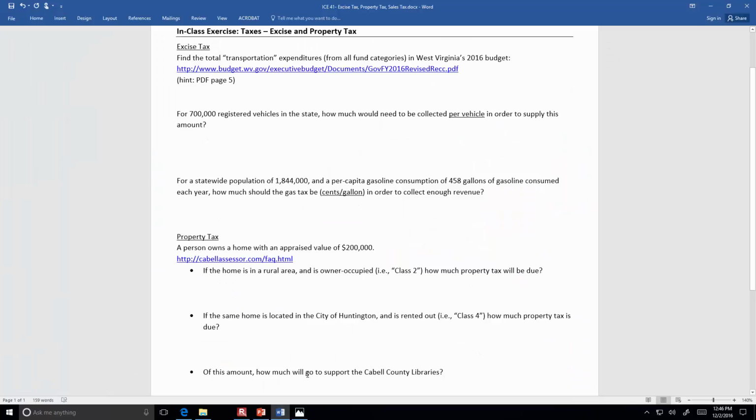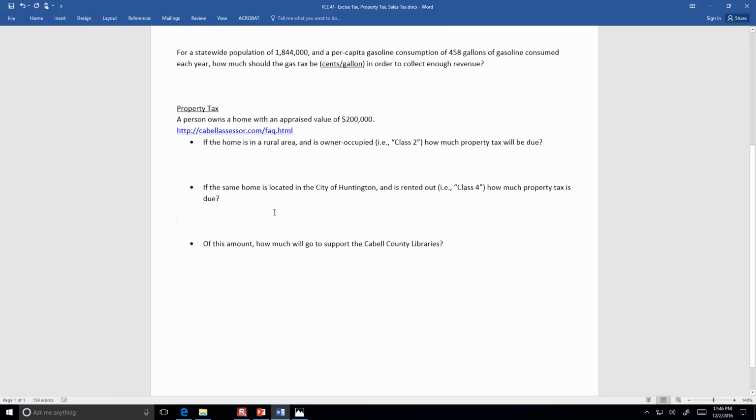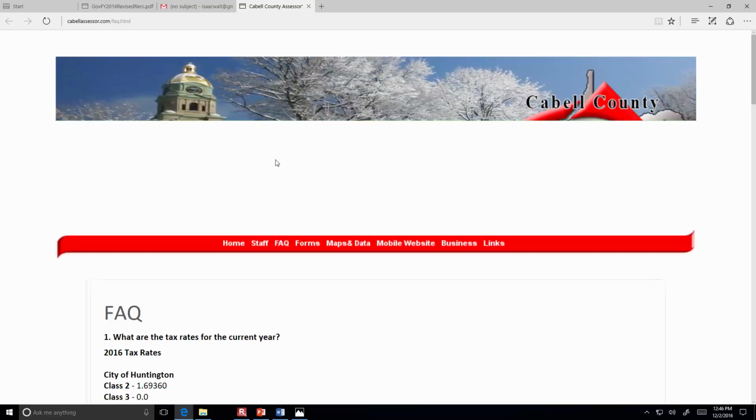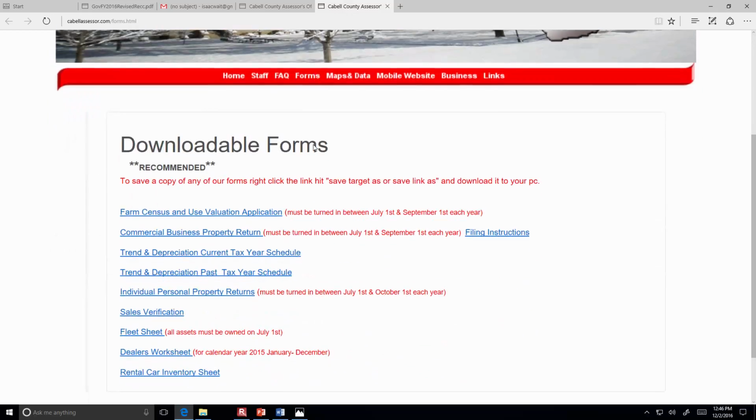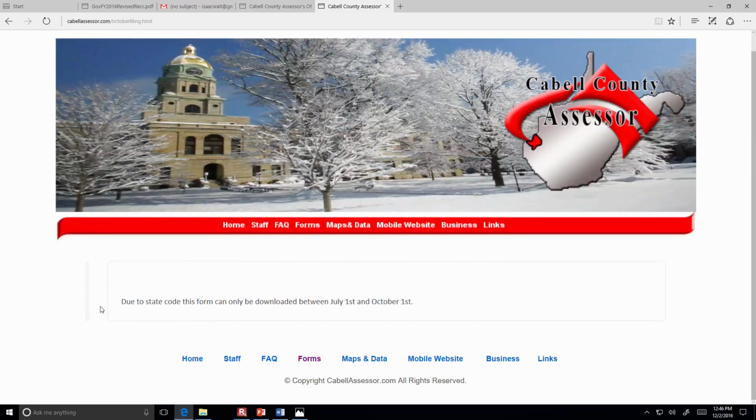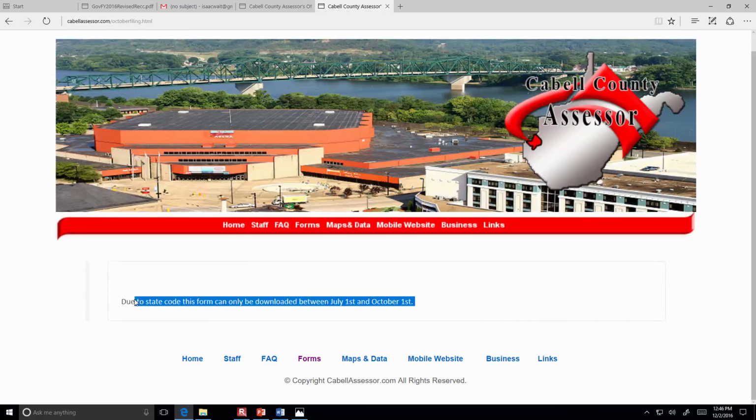All right, so in the second part, you're to look at the property tax situation. And in case you don't have a phone with you, I'll pull up that link for the Cabell County Assessor. It's a bummer, if we go to the forms that they have, you can't get the actual property tax form due to state code. I even tried to find a cached version of that PDF and I couldn't find it.